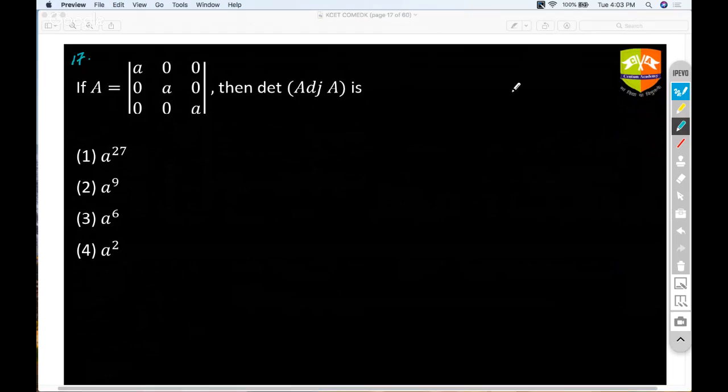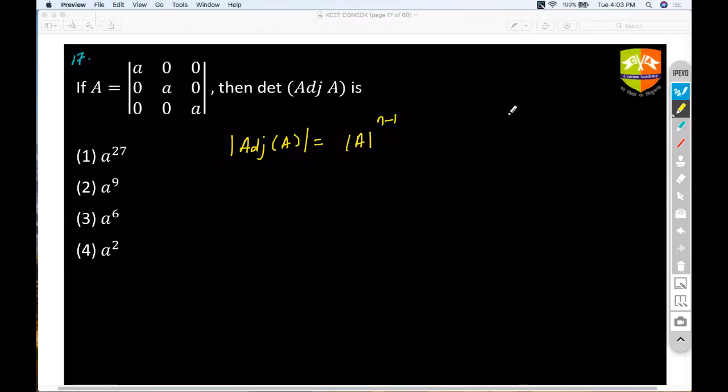So determinant of adjoint of A, we all know that determinant of adjoint of A is related to determinant of A by the formula determinant A to the power n minus 1, n being the order of the matrix A. So in this case, first of all, determinant of A itself would be a cube. In a diagonal matrix, we just multiply all the elements in the diagonal. So this will be a cube raised to the power of 3 minus 1. That's going to be a to the power 6. So option number 3, of course, becomes the right option. And again, Sai is the first one to answer this correctly. Well done, Sai.